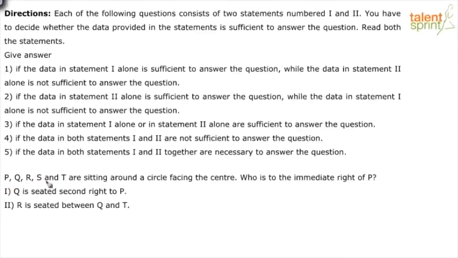P, Q, R, S, and T are sitting around a circle facing the center. Who is to the immediate right of P? So 5 persons facing the center: 1, 2, 3, 4, 5.